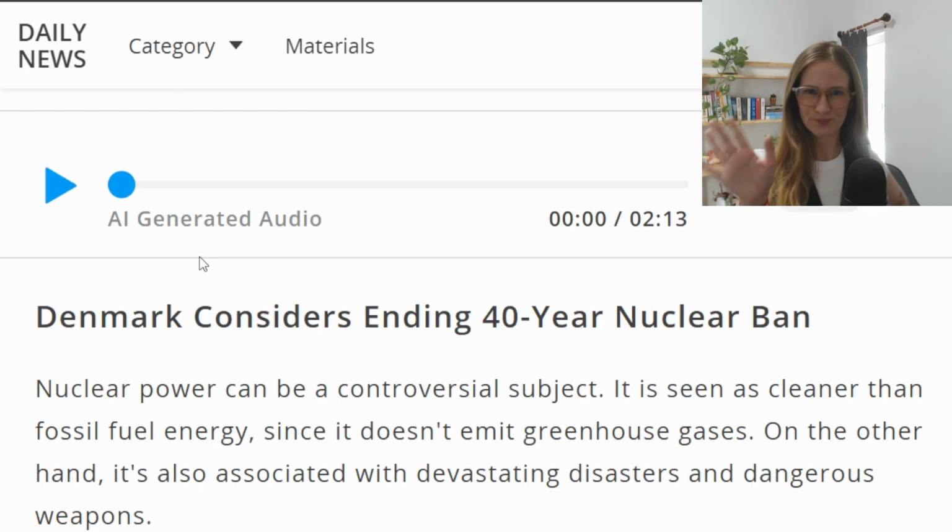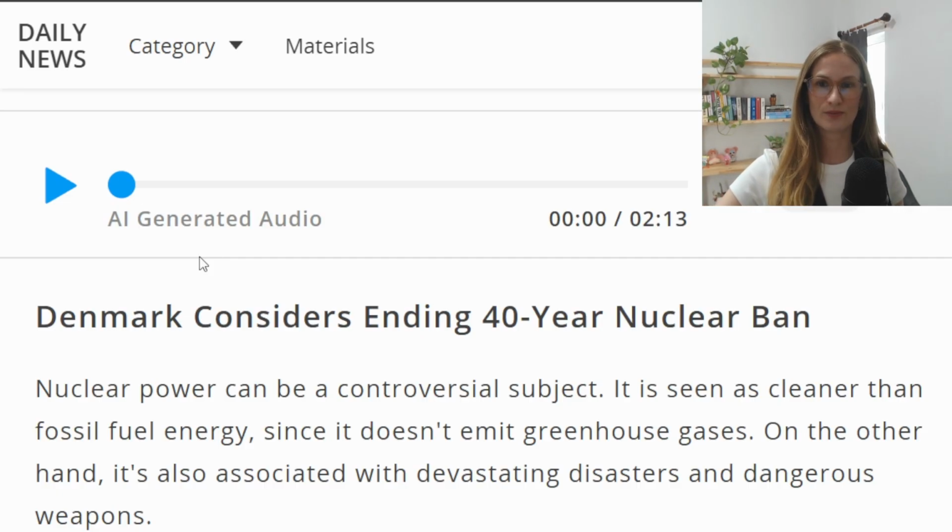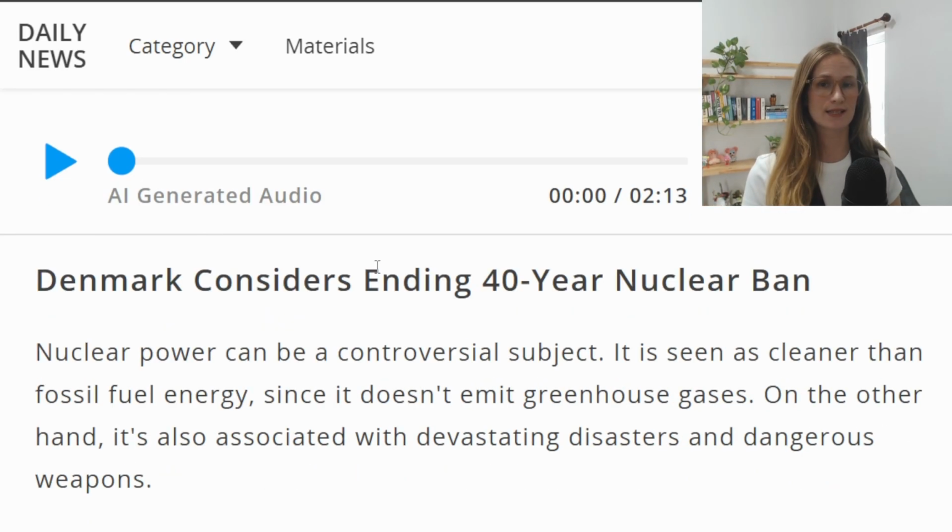So anyway, let's start our article. Denmark considers ending 40-year nuclear ban. Nuclear power can be a controversial subject. It is seen as cleaner than fossil fuel energy, since it doesn't emit greenhouse gases. On the other hand, it is also associated with devastating disasters and dangerous weapons.